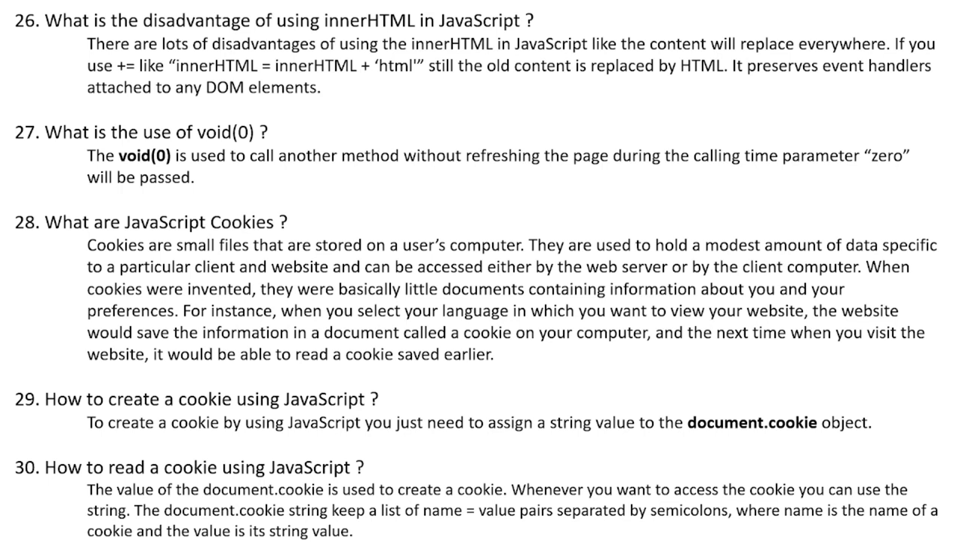Question 29. How to create a cookie using JavaScript? Answer. To create a cookie using JavaScript, you just need to assign a string value to the document.cookie object. Question 30. How to read a cookie using JavaScript? Answer. The value of document.cookie is used to create a cookie. Whenever you want to access the cookie, you can use the string. The document.cookie string keeps a list of name equals value pairs separated by semicolons, where name is the name of a cookie and value is its string value.